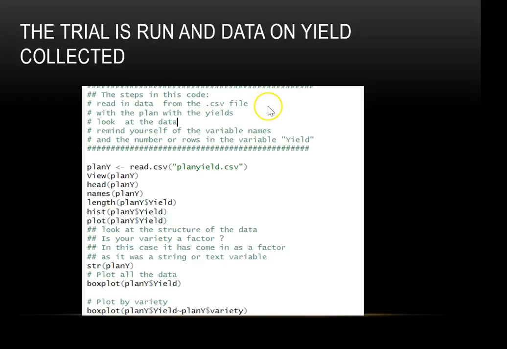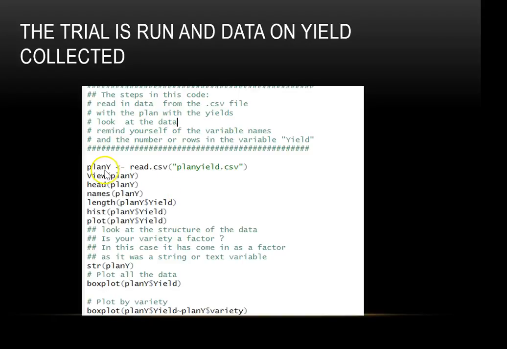So what I'm going to do now is use a second program where I analyze the data. These will both be available in the module. The steps in this code say, let's read in the data from our CSV file with the plan and with the yields, because we need that plan. We need to know which plot, and which treatment was assigned to which plot. So we're going to look at the data, remind ourselves of the variable names, and have a little look at what we've got.